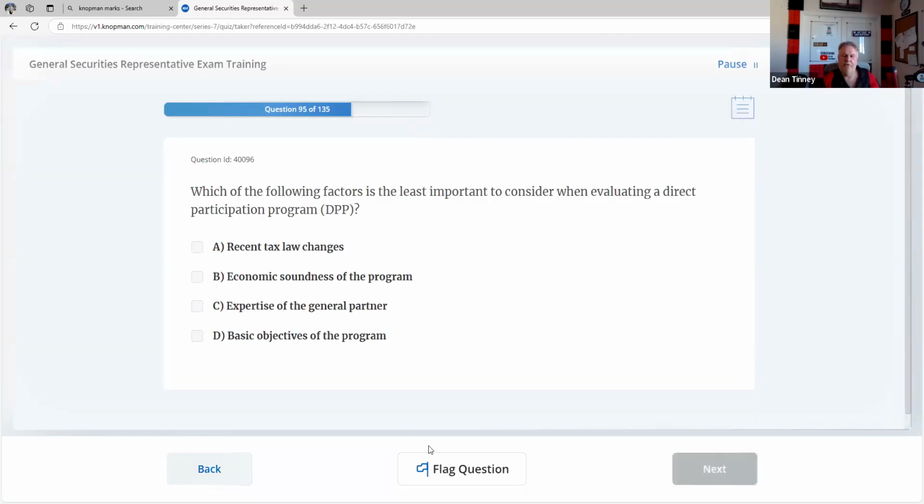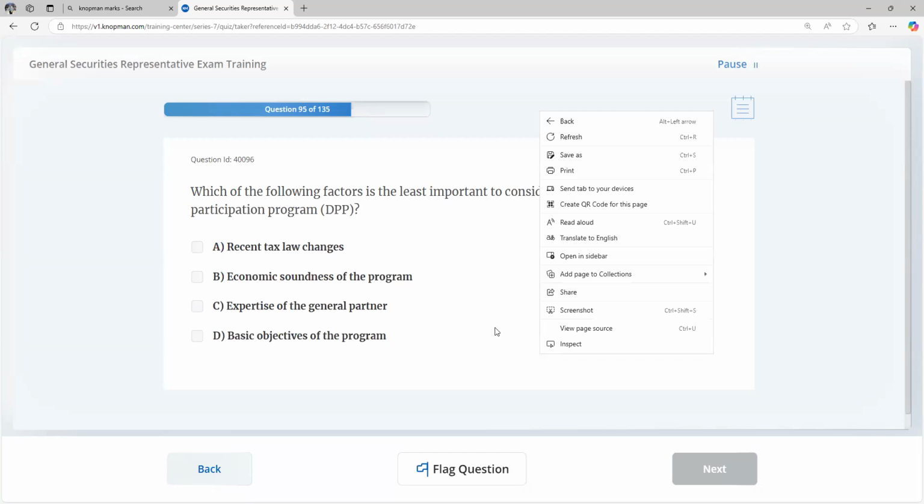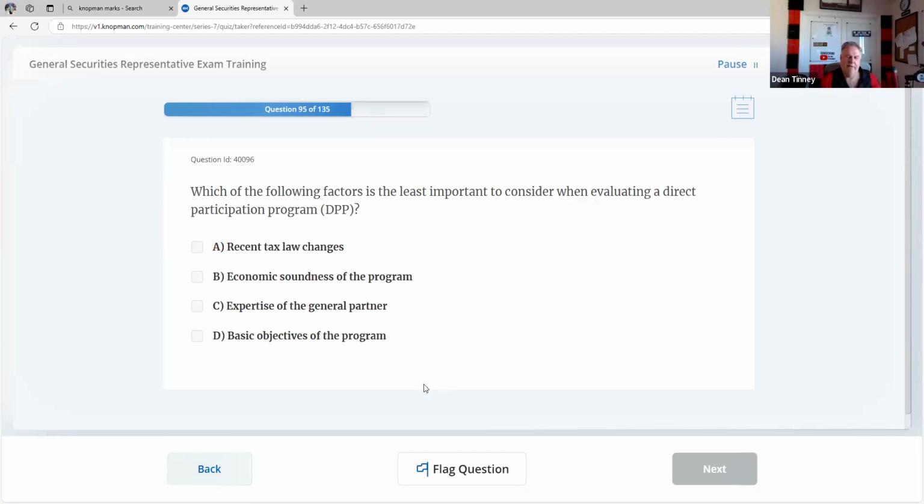Which of the following factors is least important when evaluating a direct participation program? Recent tax law changes, economic soundness of the program, expertise of the general partner, basic objectives of the program. Yeah, this is a funky one. This answer set, I'm going to just go through the answer set here and say, okay, well, I guess I gotta rate these things.